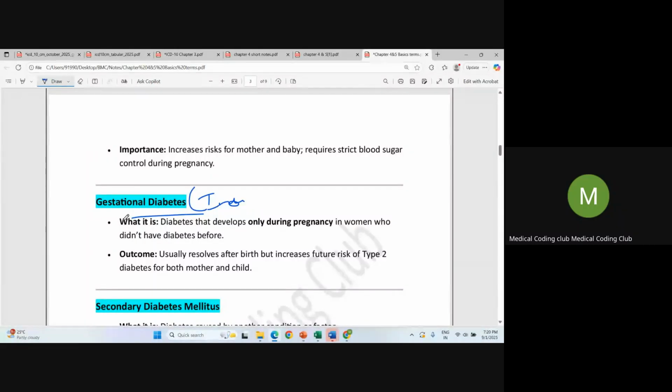Okay, so here, diabetes that develops only during the pregnancy in women who did not have diabetes before. The outcome usually resolves after birth, but it increases the future risk of type 2 diabetes for both mother and child. So it is quite normal for the pregnant woman. Many of them will get gestational diabetes, and after delivery, after the postpartum period, there is a high chance that it will resolve. That comes due to hormonal changes.